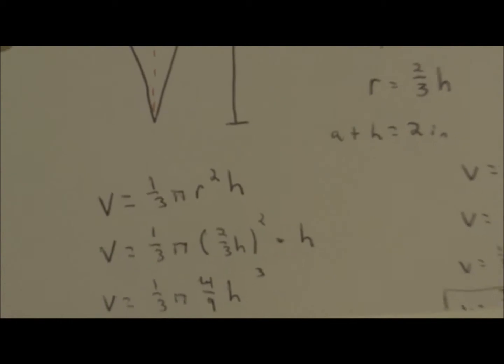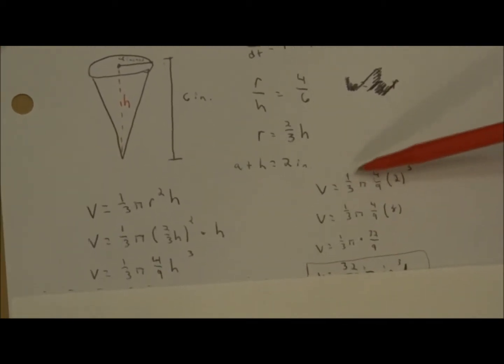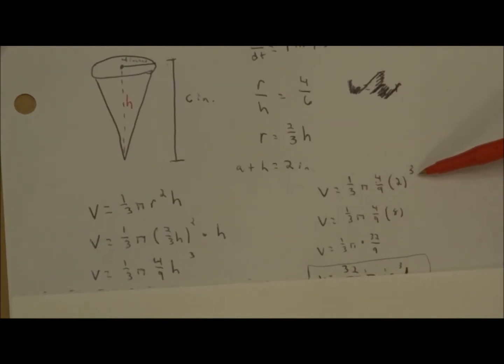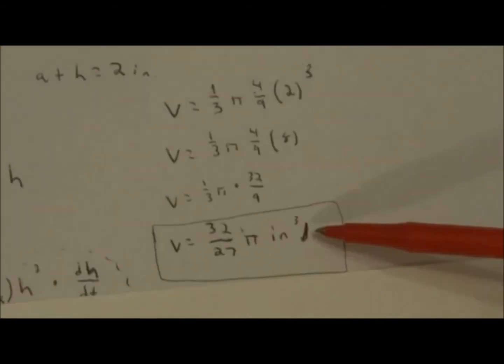When h equals 2 inches, the 2 is then plugged into that equation, so V equals 1/3 pi times 4/9 times 2 cubed, which simplifies to V equals 32 over 27 pi inches cubed.